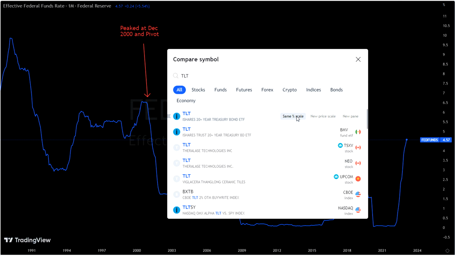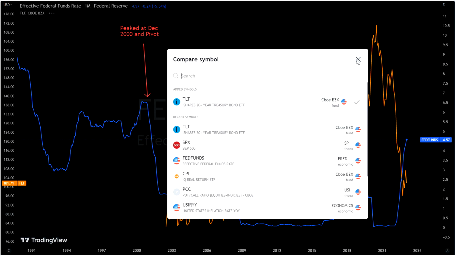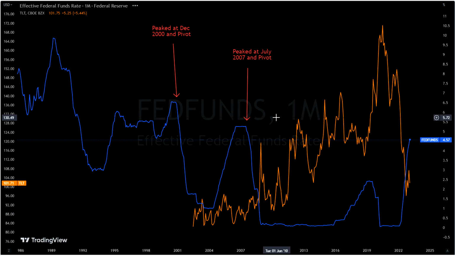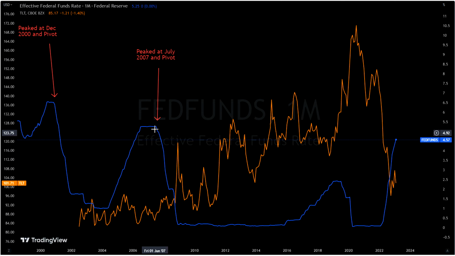So this is TLT, and you see that. Every single time the Federal Reserve increases the rate, TLT doesn't go anywhere. It was very, very choppy, bad days even for TLT. Look at the sharp sell-off after that. But when they pivot, TLT starts skyrocketing to the upside.